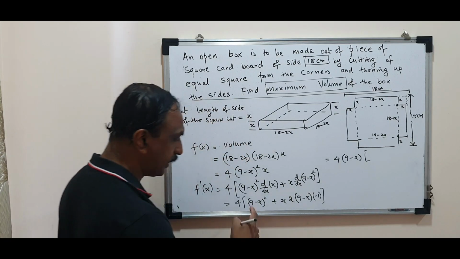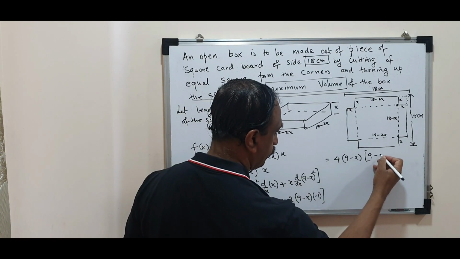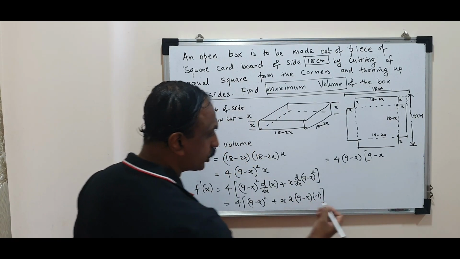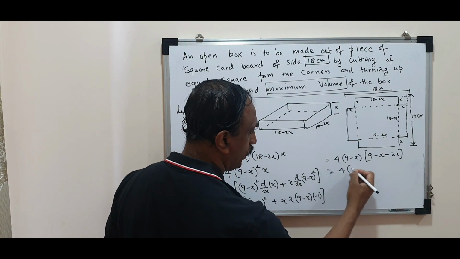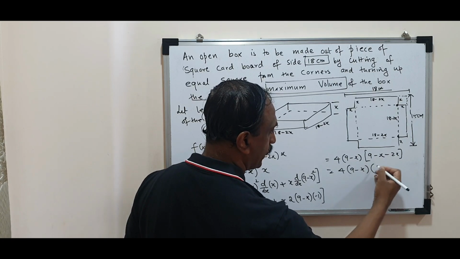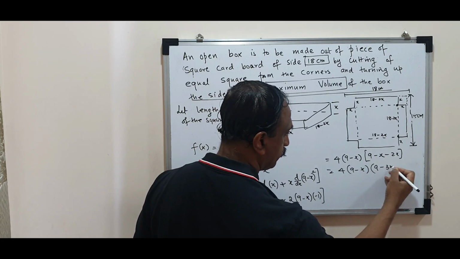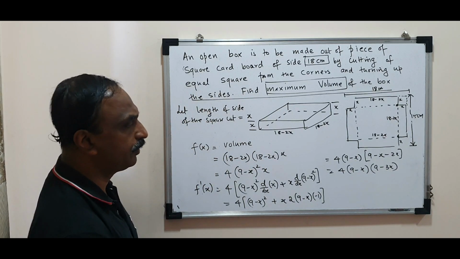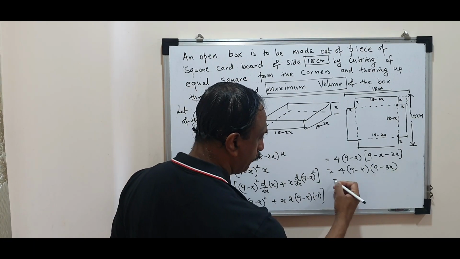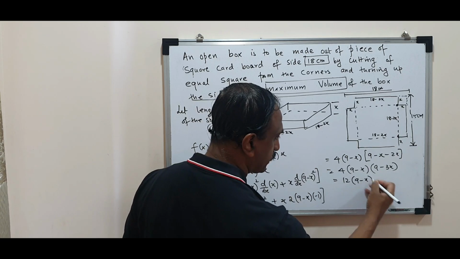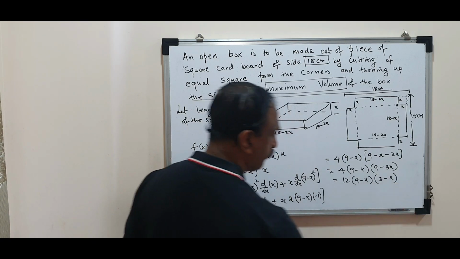Now see inside the bracket, there will be a 9 minus x here. There will be a minus 2x here. So your factors you will get directly. You don't have to factorize it. So you will get 9 minus 3x. That will be your f dash of x. So if you take a 3 common, 12 into (9 minus x) into (3 minus x).